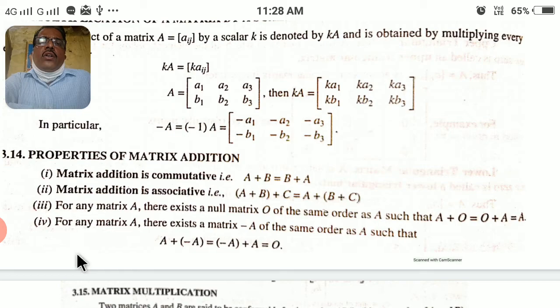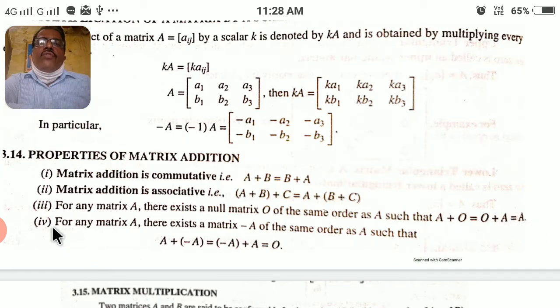Okay, next comes properties of matrix addition. Always remember, matrix addition is commutative, that is A plus B is equal to B plus A. Second, matrix addition is associative, that is if A, B, C are three matrices, then (A plus B) plus C is equal to A plus (B plus C). Similarly, for any matrix A, there exists a null matrix 0 of the same order as A, such that A plus 0 is equal to 0 plus A is equal to A.